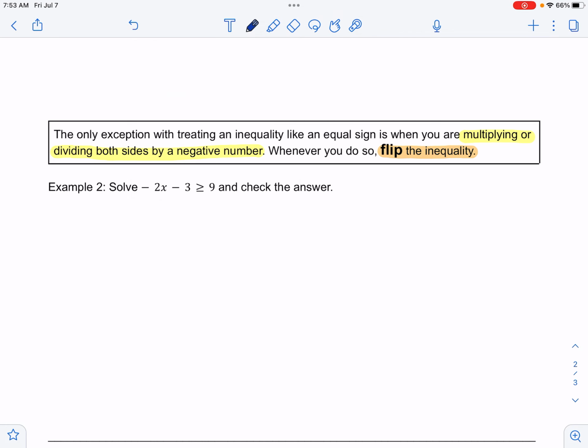So let's do this example here. I have negative 2x minus 3 is greater than or equal to 9, and I'm being asked to check my answer. I'm going to rewrite it over here.